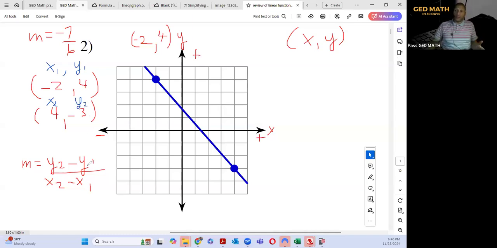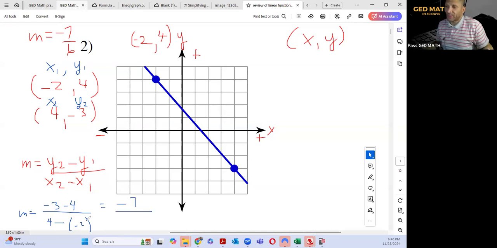Now all I'll do is plug in. My y2 is -3 minus my y1 is 4. My x2 is 4 minus my x1 is -2. If you don't know by now, 2 negatives make more negatives. So -3 minus 4 is a -7. 4 minus a -2 is 4 plus 2. Did we get the same exact slope? Yes, we did. But look how much longer the second one took us.